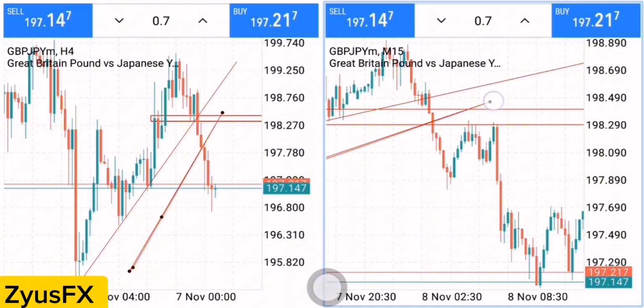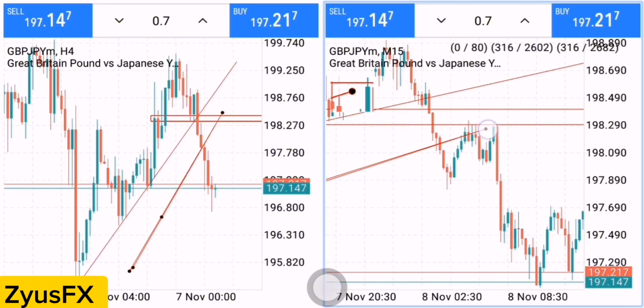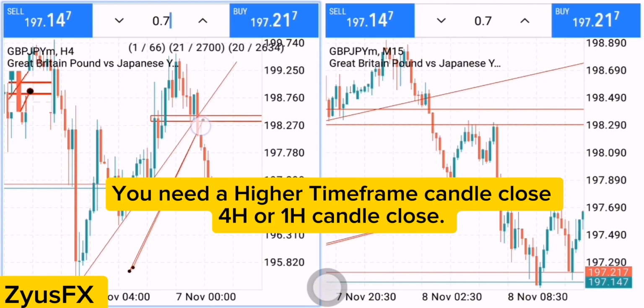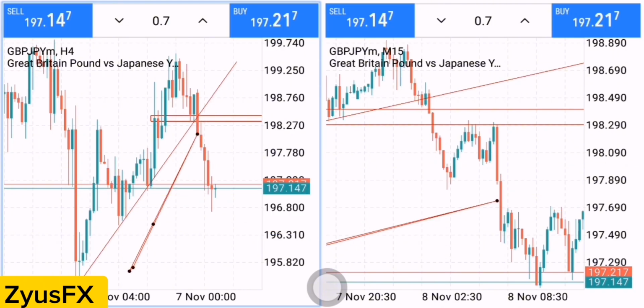And as you can see, once price created the double top pattern, price continued down. So what I want you to understand is, the first tip is, if you are going to trade the trend line strategy, after you have drawn your trend line, wait for a clean break of that level, and you need a candle close, a higher time frame candle close. Either wait for a 4-hour candle close, or a 1-hour time frame candle close to validate the trend line break.